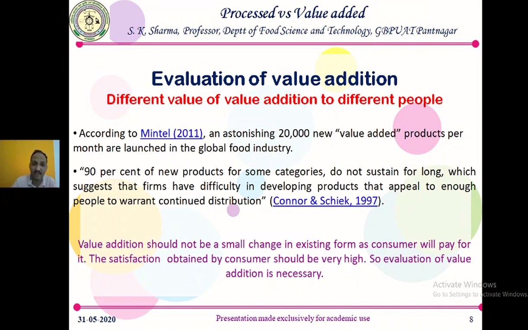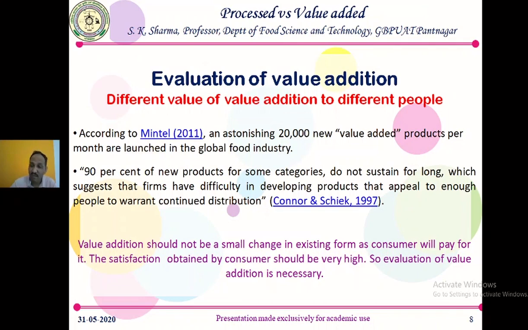See what it says: an astonishing 20,000 new value added products per month are launched in the global food industry. Every month 20,000, you will be astonished to find out that 20,000 products are launched every month. But then, do all of these products survive for a long period of time? No, it's not the case.